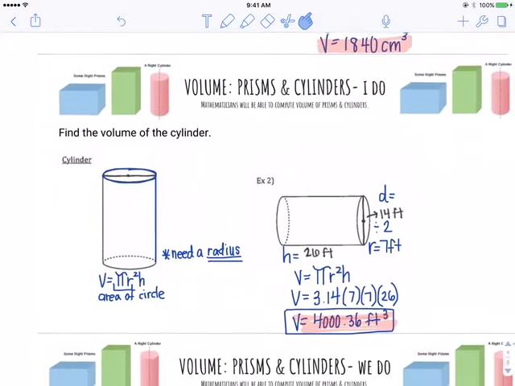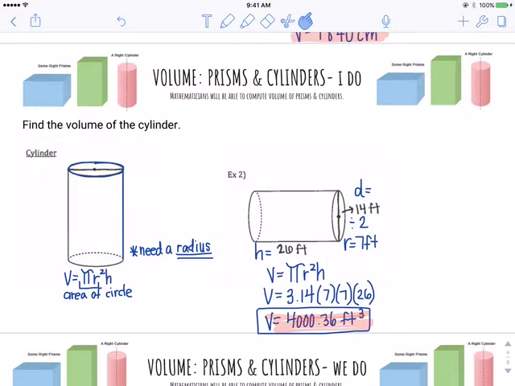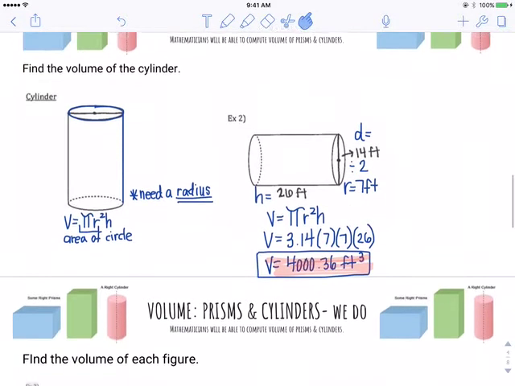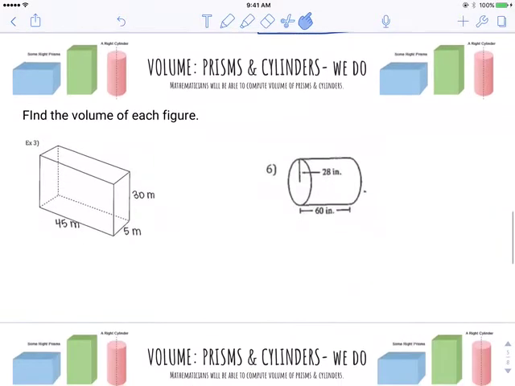All right, so now what I want you to do is I want you to pause the video and try to do these two volumes. So when you do that, remember volume equals length times width times height here, and volume equals pi r squared h here. So take a second to try both of these problems and put this video on pause because I'm going to go through them right here.